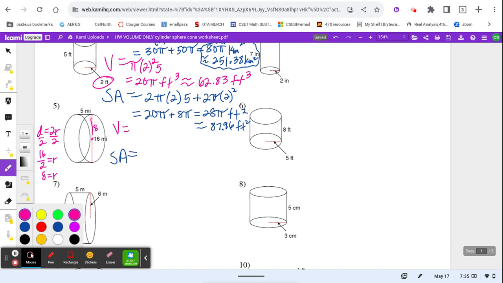Okay, so here we go again, plugging into our volume formula. Pi times radius squared times the height is going to be 64 times 5. That's 320 pi miles cubed. And then in the calculator, 1005.31.